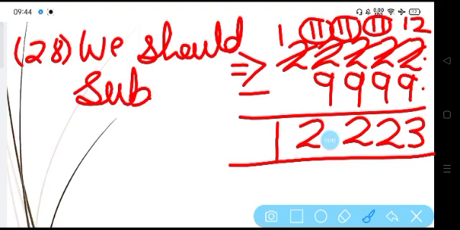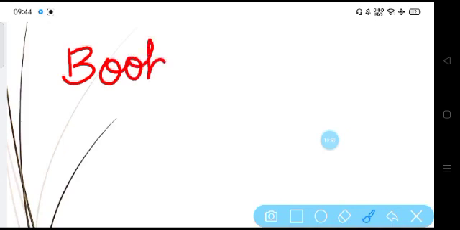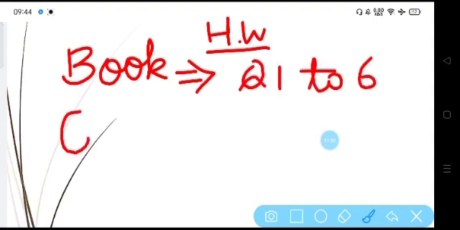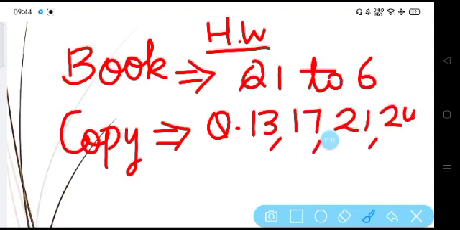Let me discuss the homework parts with you, so you can note it down very carefully. From the book work, homework parts: in the book, the parts which you have to do are question number 1 to 6. And in the copy, the parts which you have to do are question number 13, 17, 21, 24 and 25 B part.